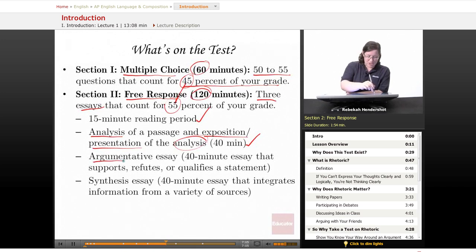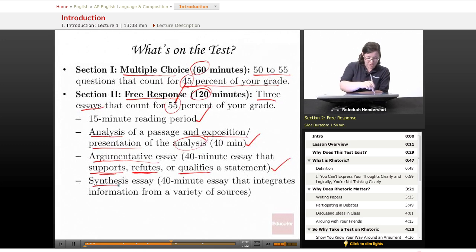Your second essay is the argumentative essay. That's another 40-minute essay that requires you to support, refute, or qualify a statement. You'll be given a quote or a main idea, and you'll have to say, I agree with this, I disagree with this, or I agree, but I've got some qualifications. Watch for those words, support, refute, or qualify. They will pretty much always show up in the question, and that'll tell you that you're writing an argumentative essay.